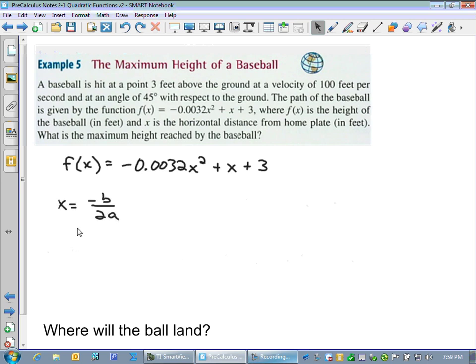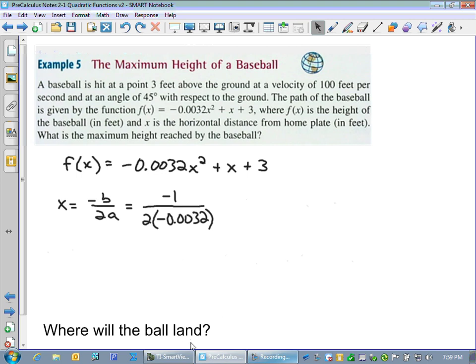That's simply x equals negative b over 2a. So substituting in the values here, notice how b is 1 and a is that decimal. We're going to have negative b over 2a would be negative 1 over 2 times negative 0.0032.